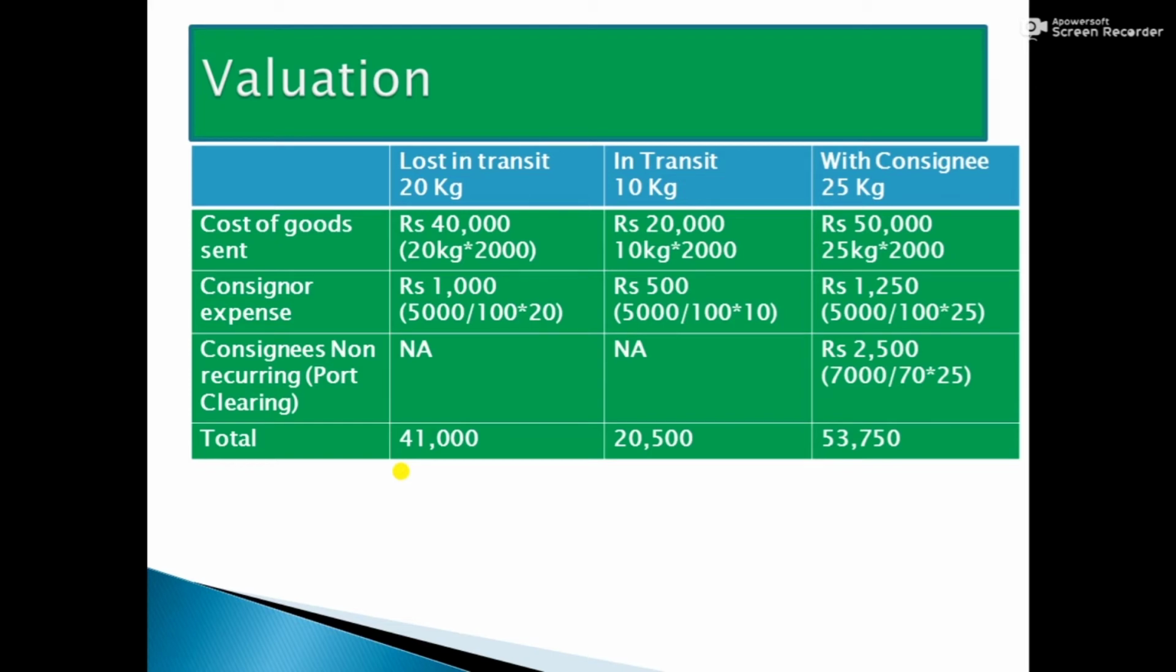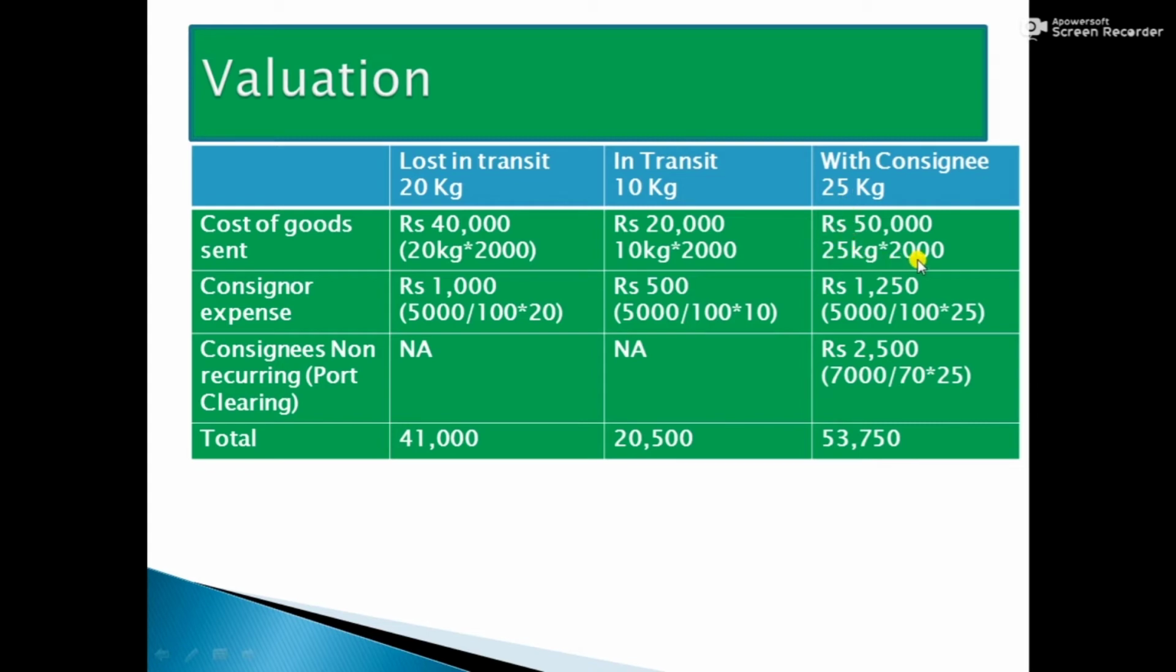Next, value of goods in transit, cost of goods sent 10 kilograms into rupees 2000, 20,000. Consignor's expenses total is 5,000 for 100 kilograms. Therefore, for 10 kilograms, 5,000 divided by 100 into 10, rupees 500. Consignee's non-recurring expenses not applicable. Therefore, total 20,500.